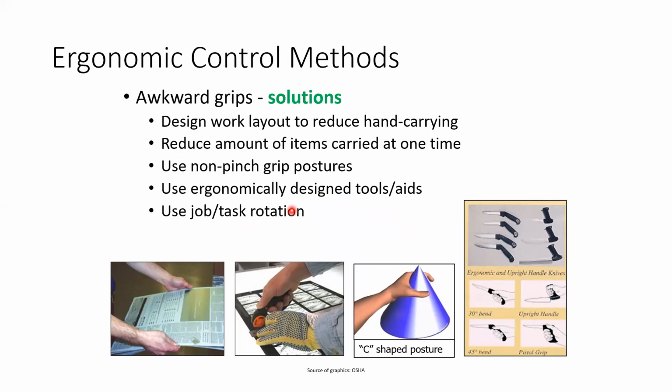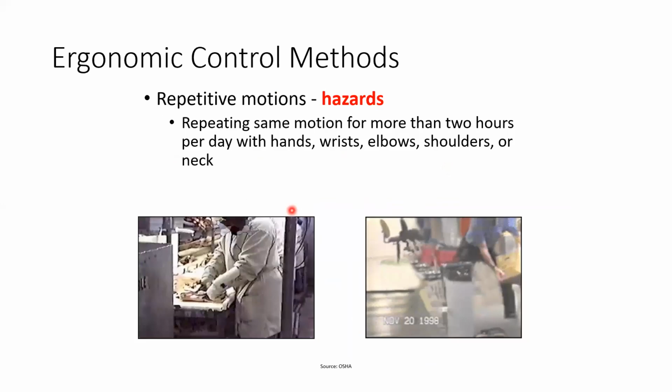All of these examples, what is the position and what is the solution, what is the hazard and what is the solution, or what is the control. Here the hazard is repetitive motions, repeating the same motion for more than 2 hours per day with hands, wrists, elbows, shoulders, or neck. More than 2 hours per day.